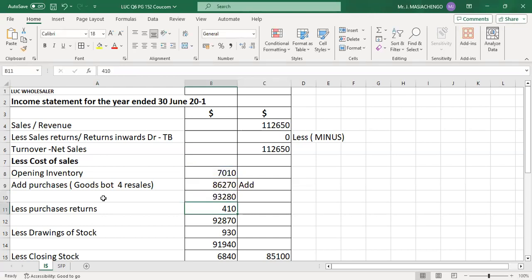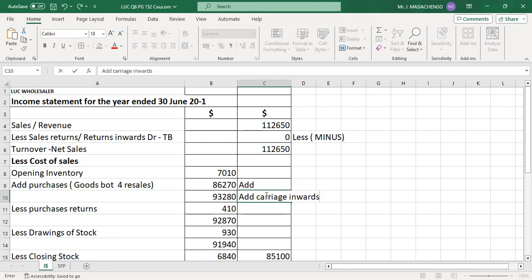Then when we're done with this one, we move on to our carriage inwards. All right. In this case, we didn't have carriage inwards. So if there was something to add again, for example, we could also add on this one. We can also add what? Carriage inwards. It depends on the question. Add carriage inwards. Okay. Carriage inwards in simple terms.